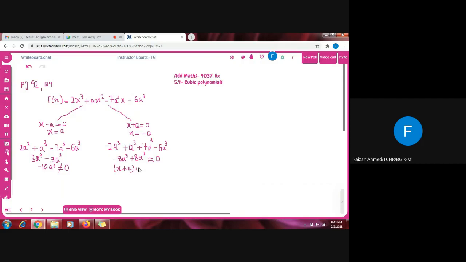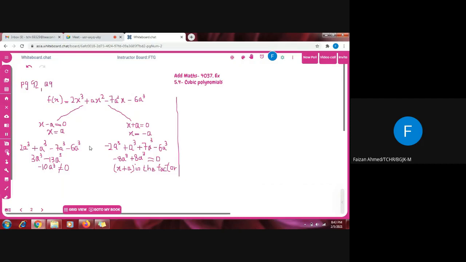So that was the factor theorem, and we did exercise 5.3 on this concept. Since the remainder is coming out to be 0, so x plus a is the factor. I can write it down like this. I have solved the first part. The first part was asking me to check whether x plus a or x minus a is a factor or not. So I used the factor theorem to solve this part.